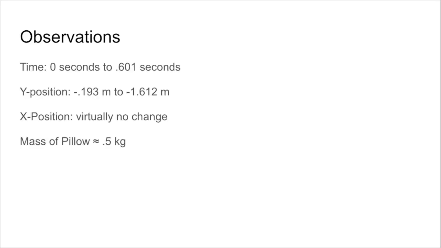Here are the observations we made using Tracker. We tracked the pillow from the time 0 to 0.601 seconds. The y position changed from negative 1.93 meters to negative 1.612 meters, falling a distance of just over 1.4 meters. The x position had virtually no change as we were attempting to drop it straight down. The mass of the pillow was about 0.5 kilograms.